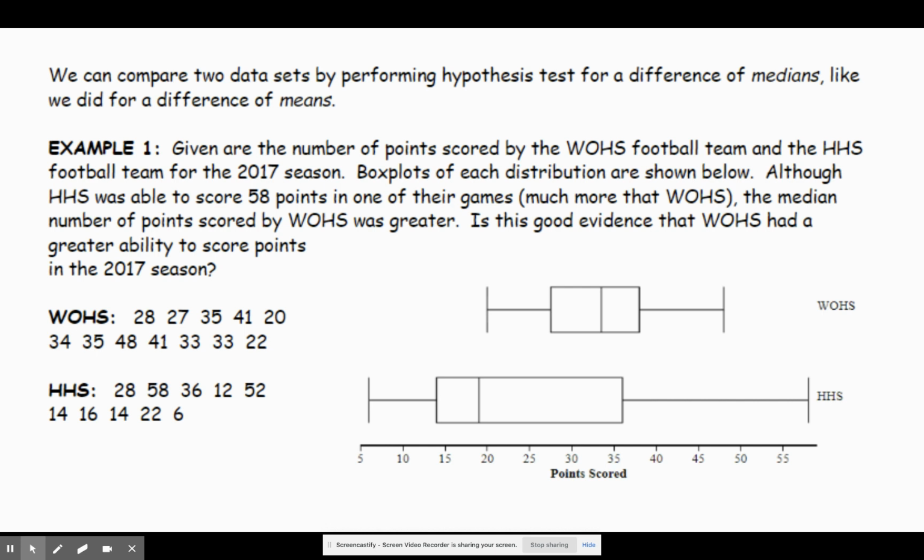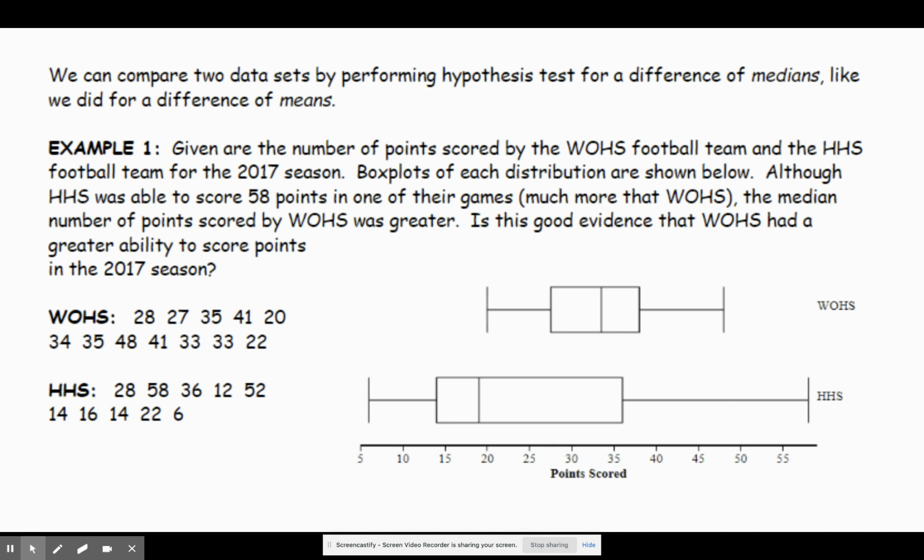We have box plots drawn for each of the distributions shown below. And the reason that I am using medians in this case is because Holland High had a pretty strongly skewed distribution. And so we know that the outliers on the high end, which were the games where they scored like 52 and 58 points, will make their average number of points scored seem a lot greater than what is typical for them. So because we have distributions where at least one of them is skewed, it probably makes more sense to use the medians to measure the center than the means. And so we're going to do that in this example.